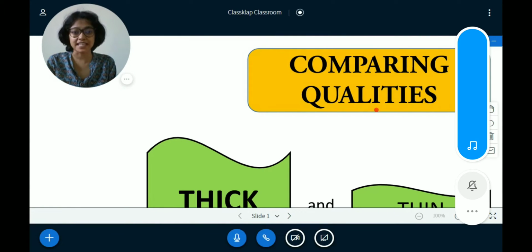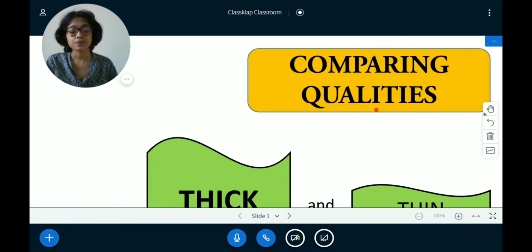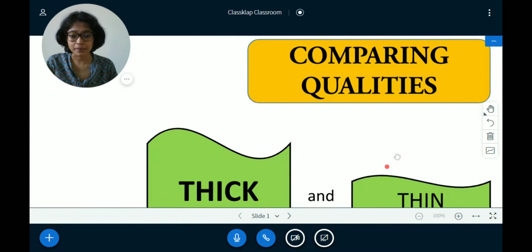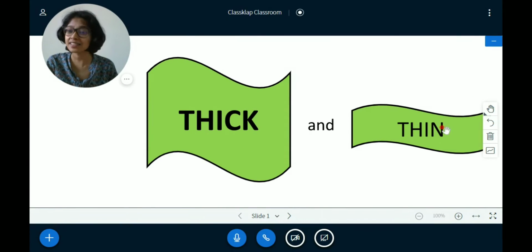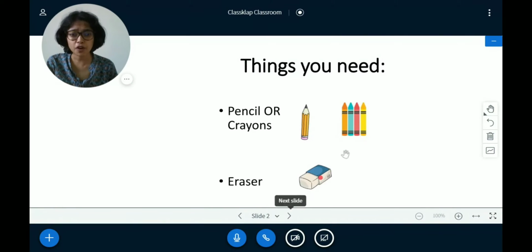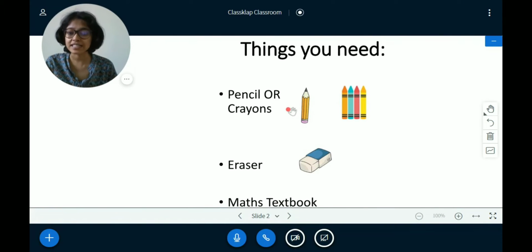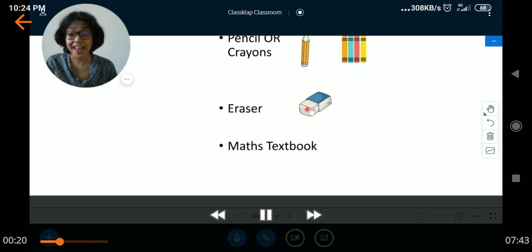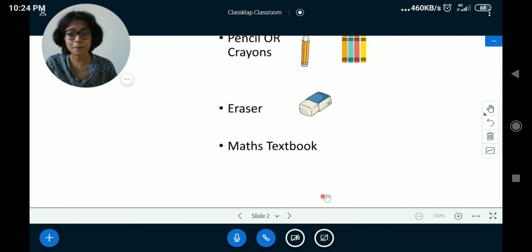The topic for the day is comparing qualities. Today, we will learn about thick and thin objects. Before we start the class, here are the things that you will need: a pencil and some crayons, an eraser, and your maths textbook.